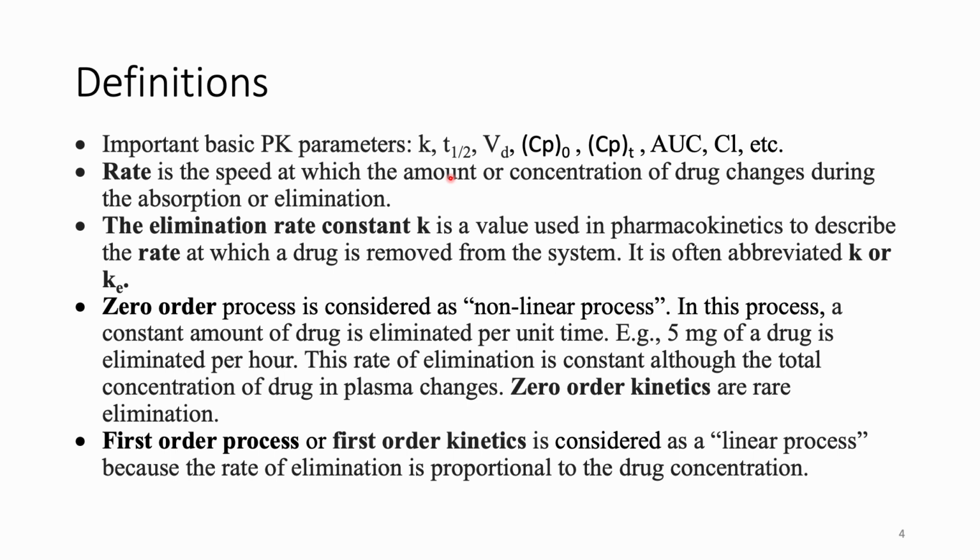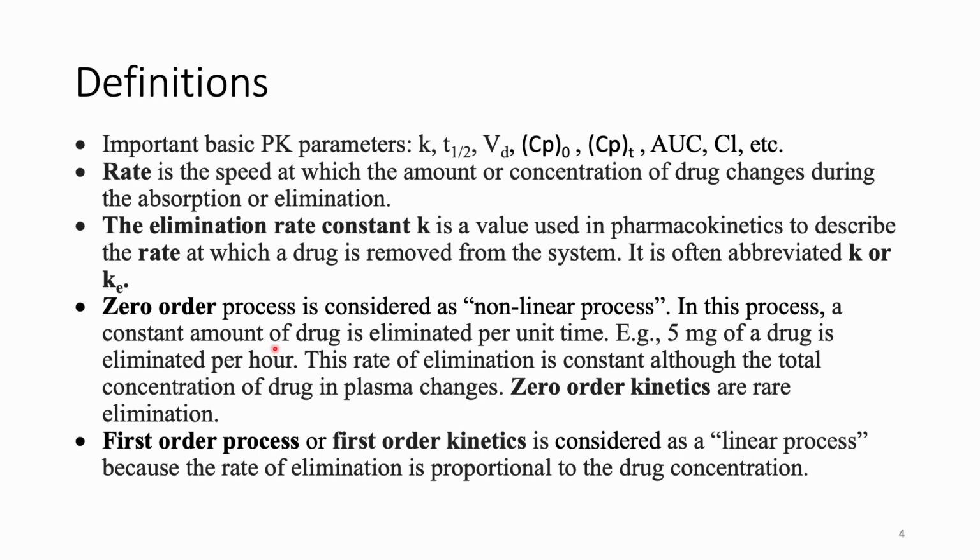Elimination rate constant is a value used in PK to describe the rate at which a drug is removed from the system. It is often abbreviated as K or Ke or Kel, and for zero order kinetics you have K0. The name tells you the value. Elimination rate constant, the K value, is constant for a drug.